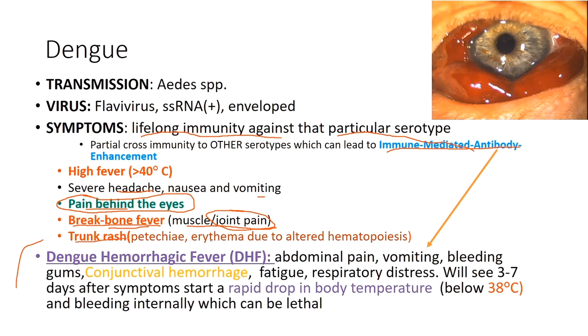And then you can also have a rash with this guy. Usually you don't see that in some of the other guys, so that's something you want to be looking for in this as well. So severe pain, high fever, pain behind the eyes, truncal rash, that's pretty much your dengue fever right there.